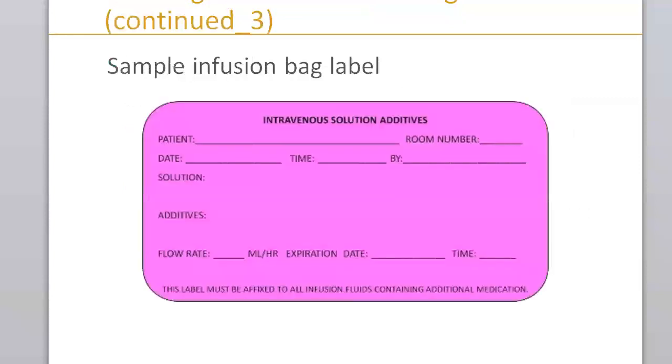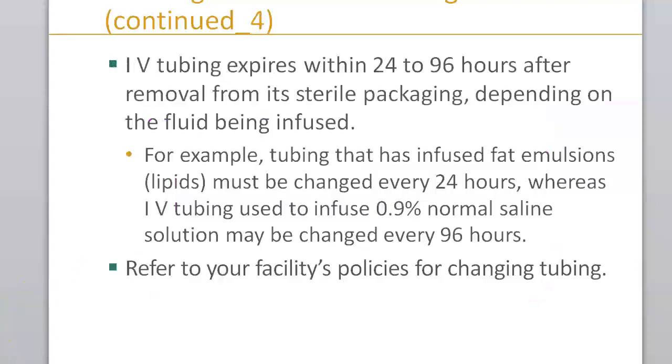And this might be a typical sample infusion bag label that you may want to see. It's just got the patient's name, the date, the time, by who, the solution, and the flow rate, and when that bag would expire, especially if it's not infusing at a very high rate. Usually we only keep IV bags up for about 24 hours, and then it's changed.